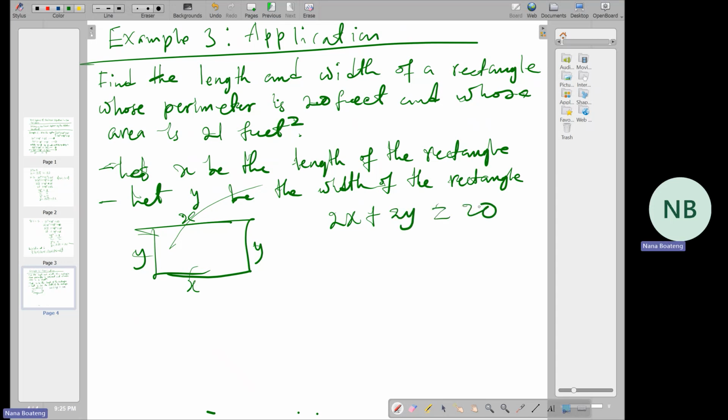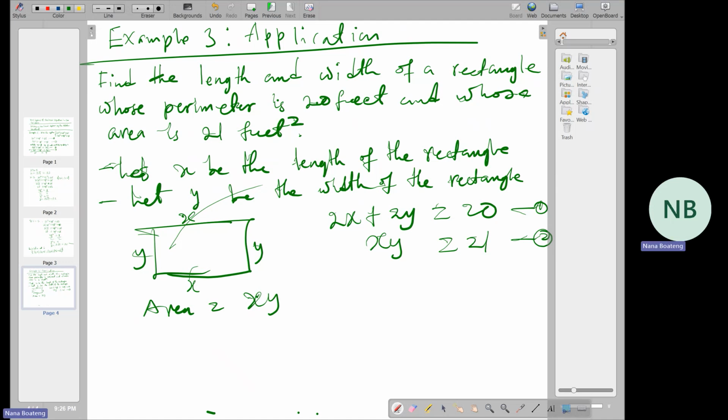And again, we are told the area is 21 square feet. So the area is the length times the width, so that is x times y. So we are told x times y is equal to 21 square feet. So we have these two equations, equation 1 and equation 2, to solve. As we are not told which method to use, the method that would work easily for us would be the substitution method.